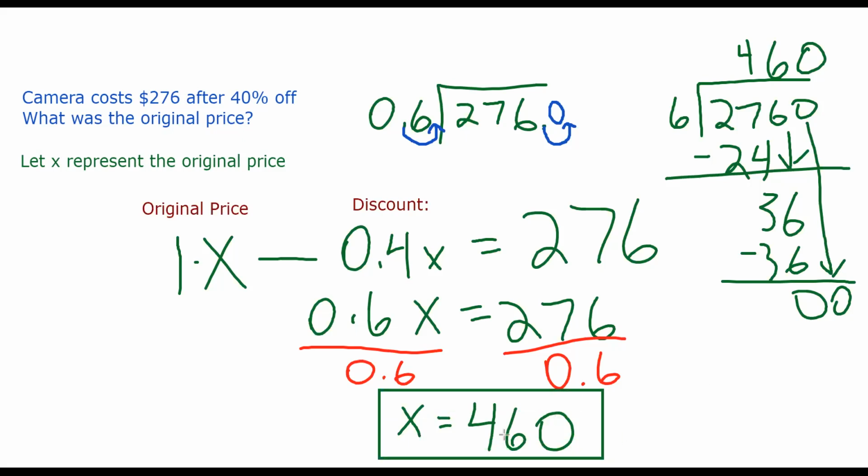If you tried to put 46, you would really quickly figure out you're wrong, because a camera that costs $276 after a discount is not going to start off costing 46 bucks. That doesn't make any sense. So the camera originally cost $460.